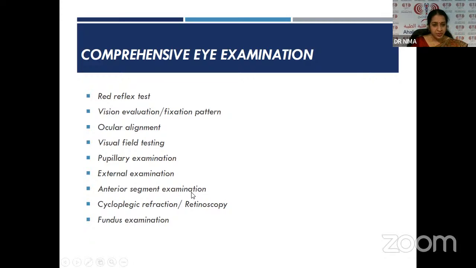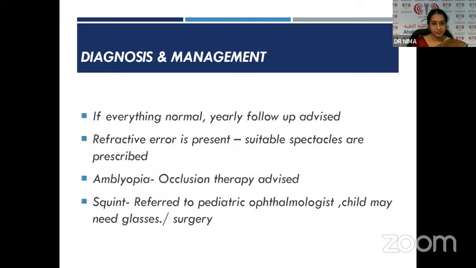And if the child is prescribed glasses, then every 6 months we have to bring the child for the repeat examination. If everything is normal, only yearly follow-up is needed. As I have already told, if a refractive error is present, suitable spectacles are prescribed, and we will advise the parents to bring the child after 6 months, because as the child is growing, the power can change. And if a lazy eye is detected, occlusion therapy will be advised. The details I will cover in the coming slides.